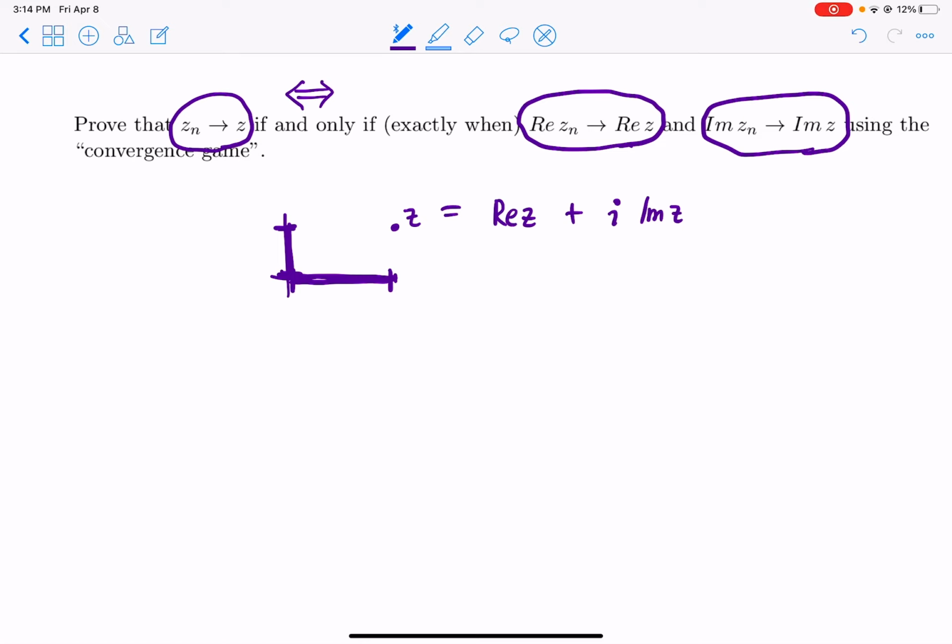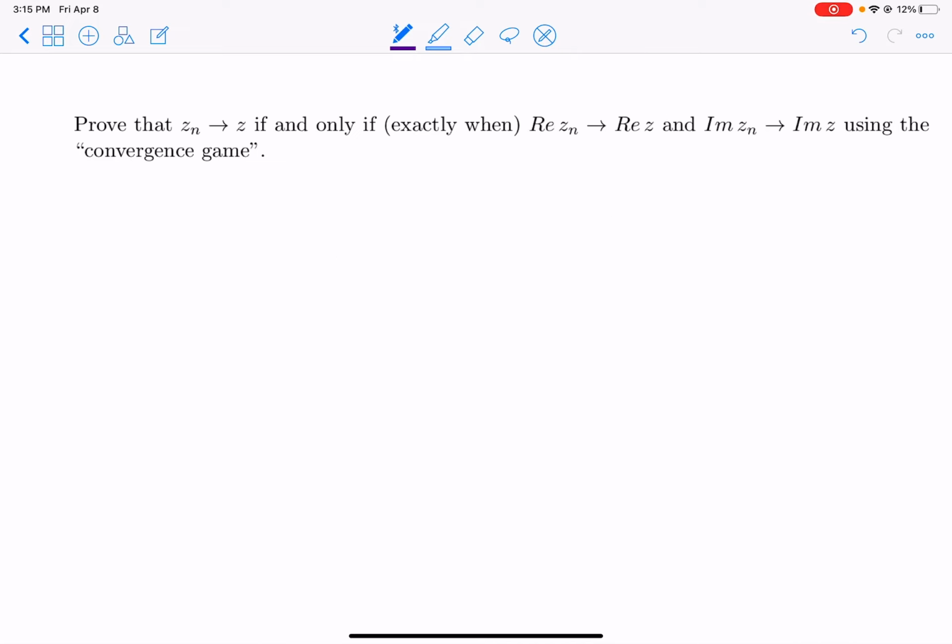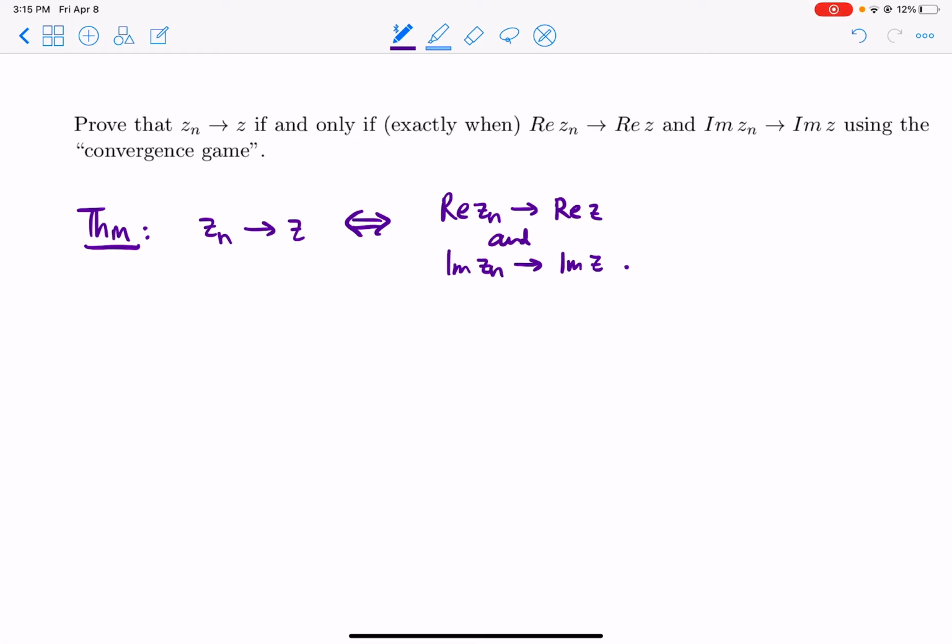Okay, so now let's learn how to prove something like this. Theorem. Zn converges to Z if and only if the real parts of the Zn's converge to the real part of Z and the imaginary parts of the Zn's converge to the imaginary part of Z. Okay, so proof.